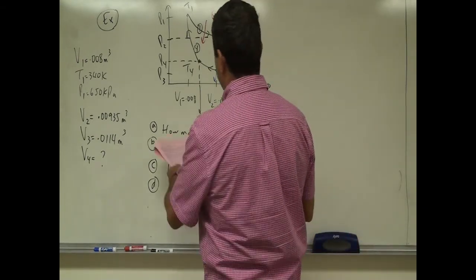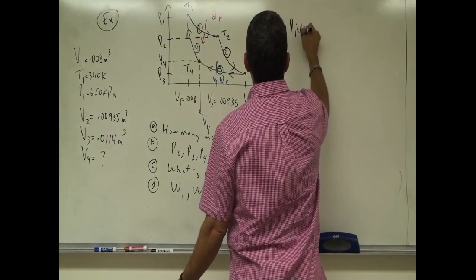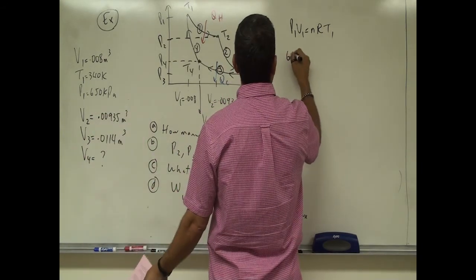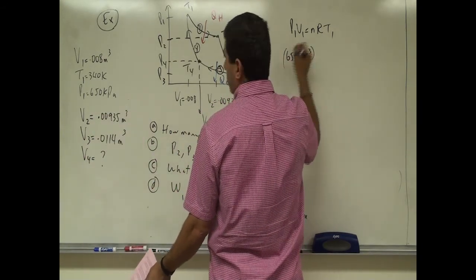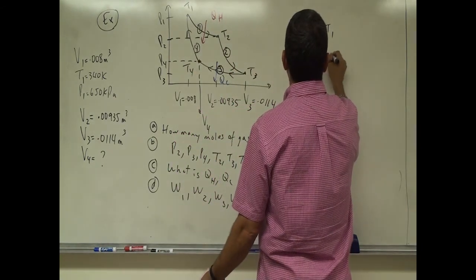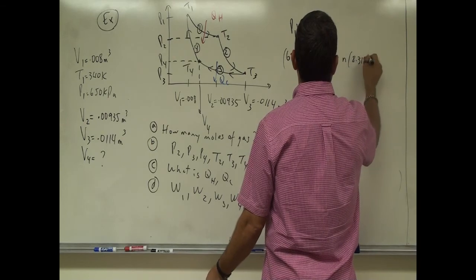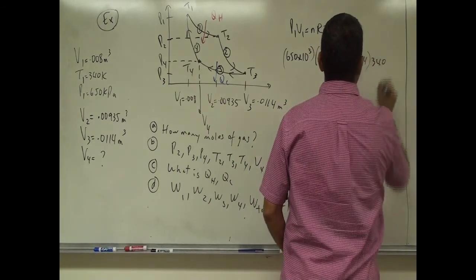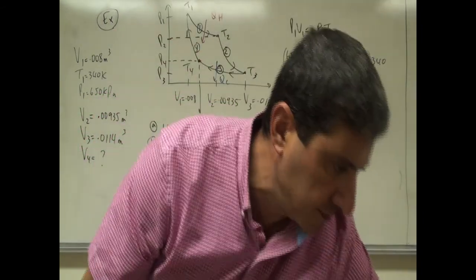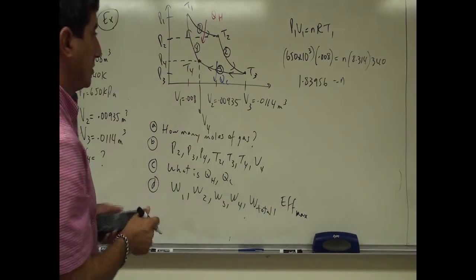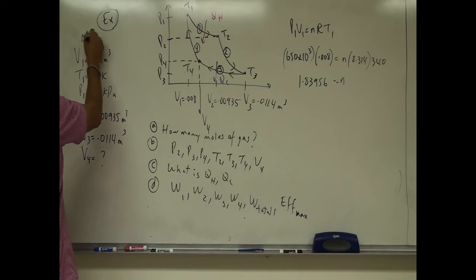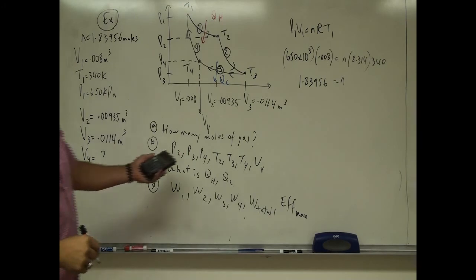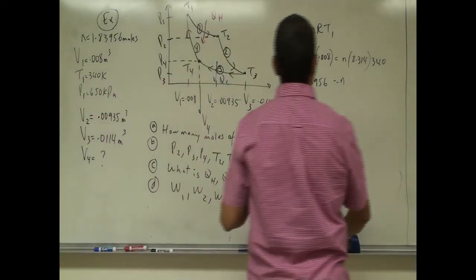Okay, so let's find out the number of moles. We can easily do that by saying P1 V1 is equal to nRT1, right? So the pressure P1 is going to be 650 times 10 to the third. V1 is going to be 0.008, and then 8.314 is the gas constant, and then the temperature T1 is equal to 340 Kelvin. Okay, so that one is a pretty quick calculation. Okay, let's write that here. 1.83956 moles, right? And then we can begin to calculate the pressure, P2, P3, and so on, right?